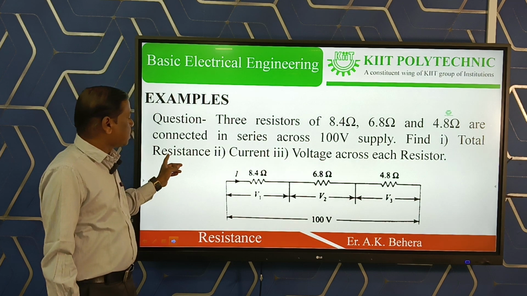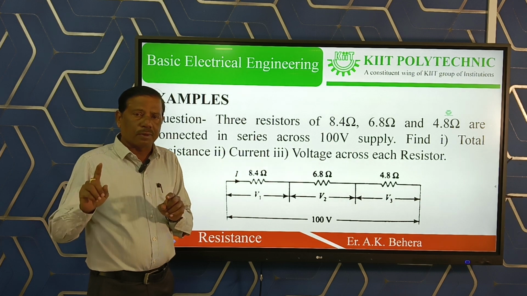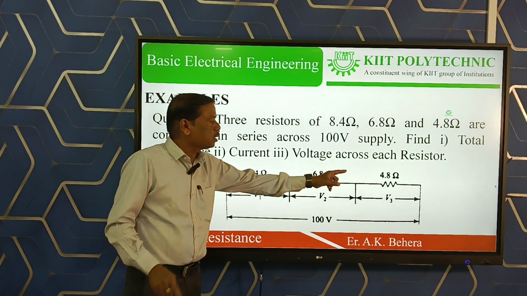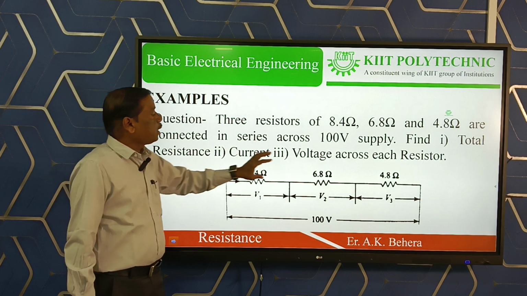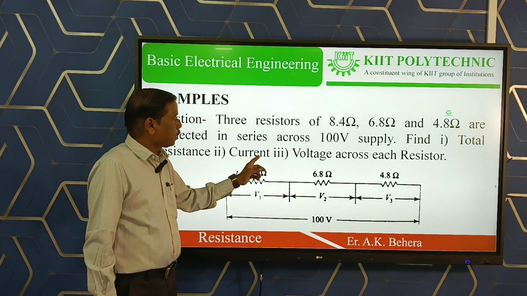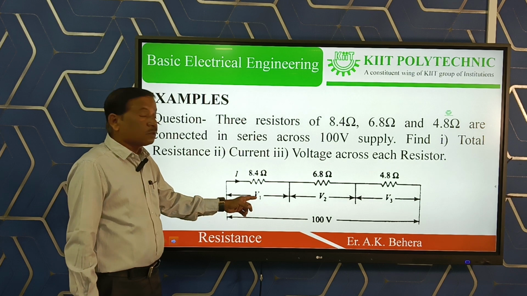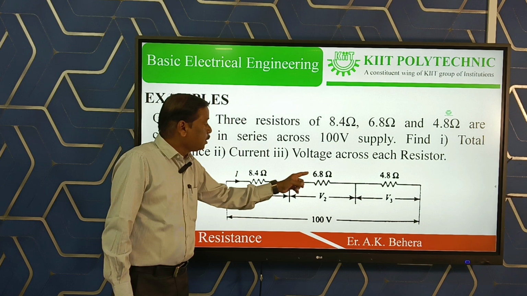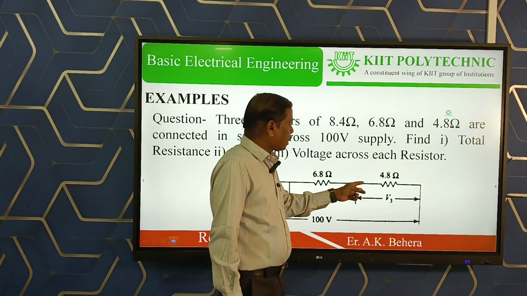First I have to find the resistance. Total resistance, R equivalent, is equal to R1 plus R2 plus R3, the summation of all the resistances, that is 8.4 plus 6.8 plus 4.8. When I get the total resistance, if I divide the voltage by it, I will get the current. Then the voltage across each resistor: V1 equals current into this resistance, V2 equals current into this resistance, and V3 equals current into this resistance.